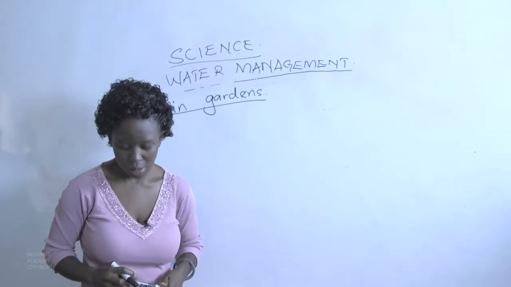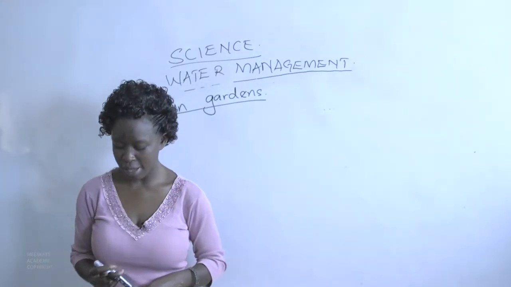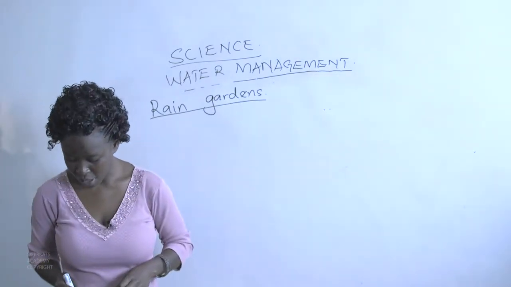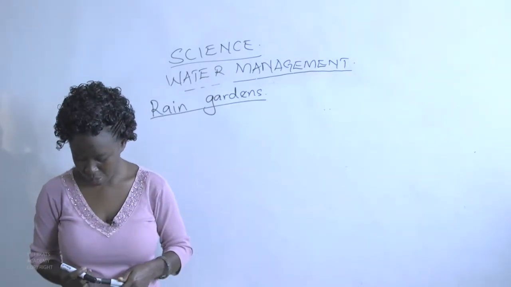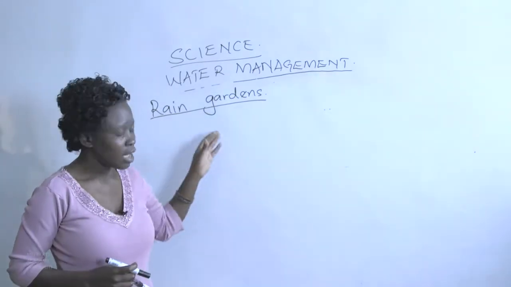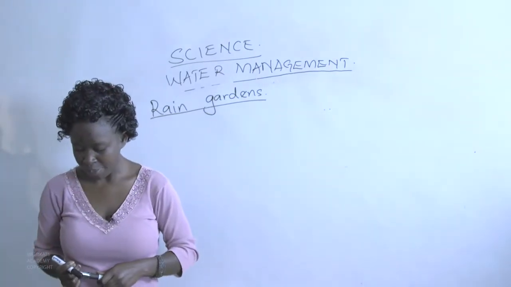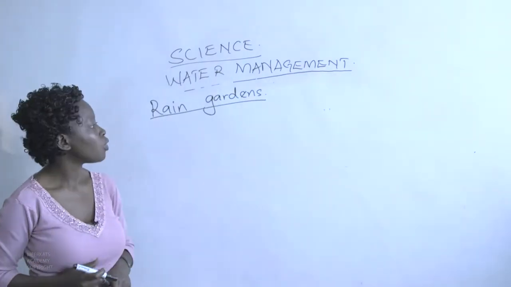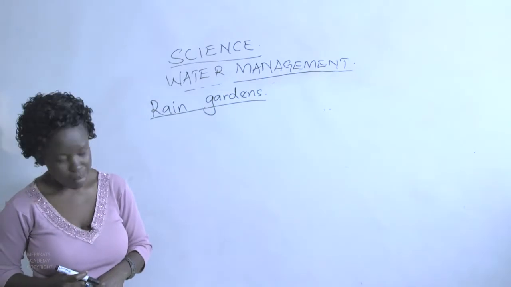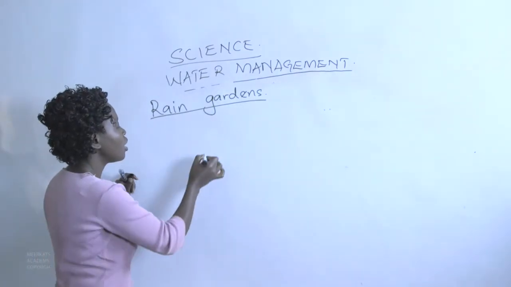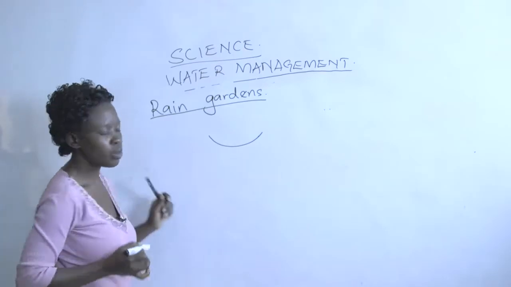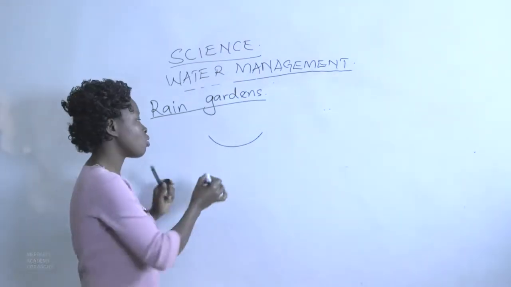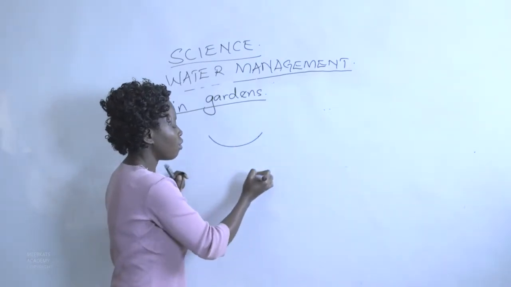So how do these rain gardens help us in water management activities? So this is what happens. When you are having stormy water, the stormy water is channeled into the rain garden's bed. So you are having a bed on the rain garden.